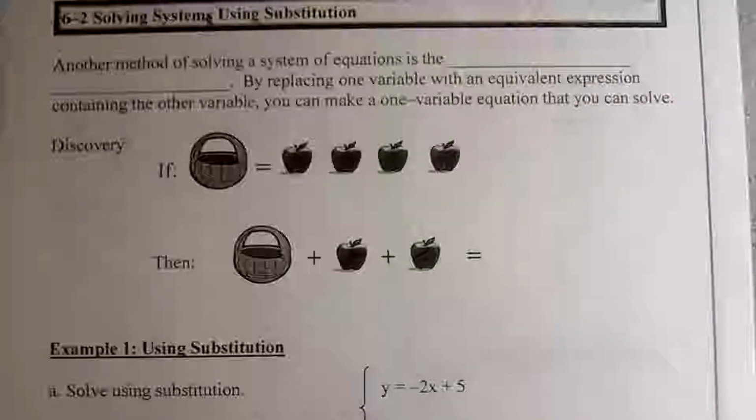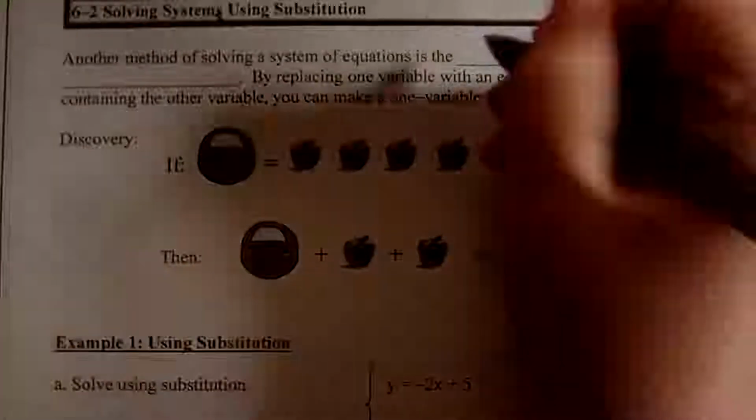So last week we talked about solving systems of equations by graphing. When we graphed them, where was the solution? The point where the two lines meet, where they intersect, where they cross. So that's one way to solve that, is to graph them and see where they cross. The other way is the substitution method.